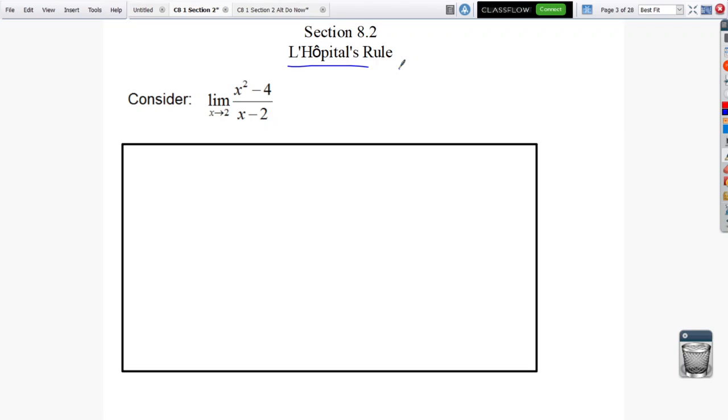Now let's consider this limit. The limit as x approaches 2 of x squared minus 4 over x minus 2. First thing we want to do on this problem, we want to try the direct substitution. And again, I want to see the direct substitution on your page every time you do this. So I want to see that you're acknowledging 2 squared minus 4 over 2 minus 2 is equal to 0 over 0. So I need to see some sort of acknowledgement that you are in an indeterminate form.